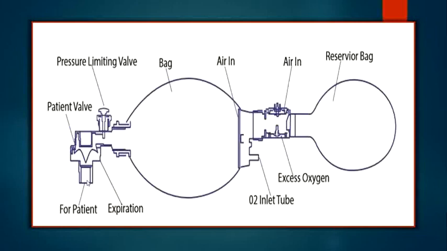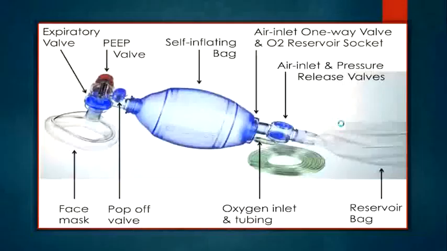And here is what is called the pressure limiting valve, because this will control the pressure delivered by the deflation of the bag, because sometimes it may be traumatic to the patient. This is the oxygen inlet again, and this is the reservoir bag containing oxygen in some cases. Another slide to explain the parts of the ambu bag.